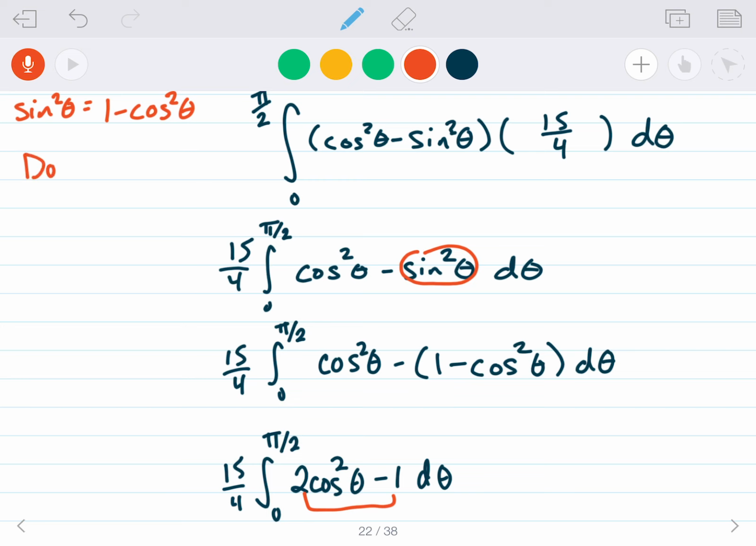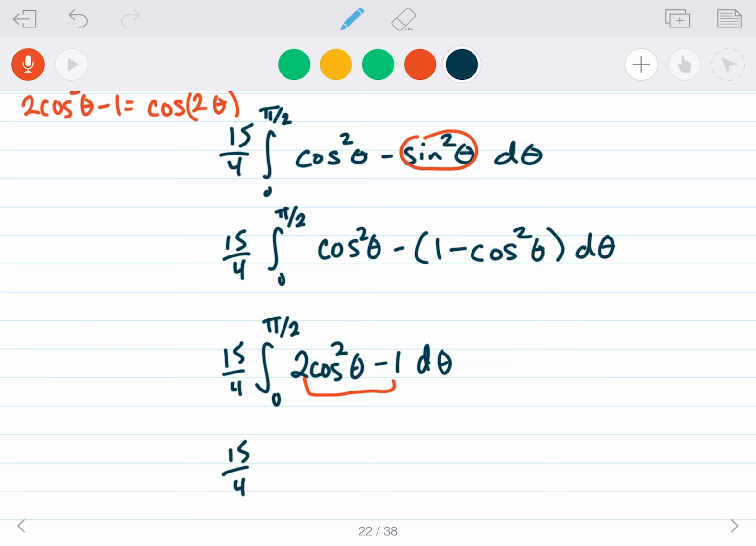Let me write up here that 2 cosine squared theta minus 1 is actually equal to cosine 2 theta. This is really handy for U substitutions. So let's go ahead and make that substitution. So we have 15 over 4, 0 to pi over 2, and then we have the double angle cosine of 2 theta is actually equal to all of that in red. Okay, now it's just a U substitution problem.